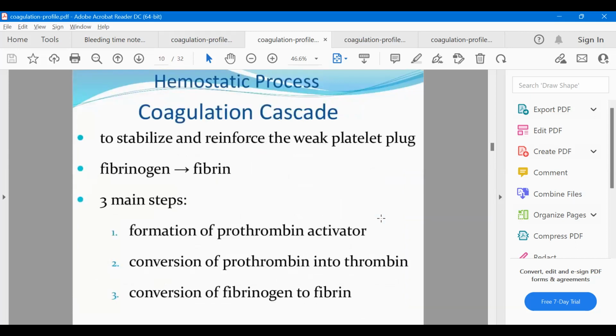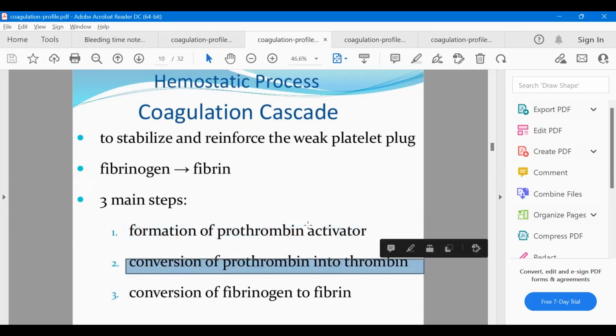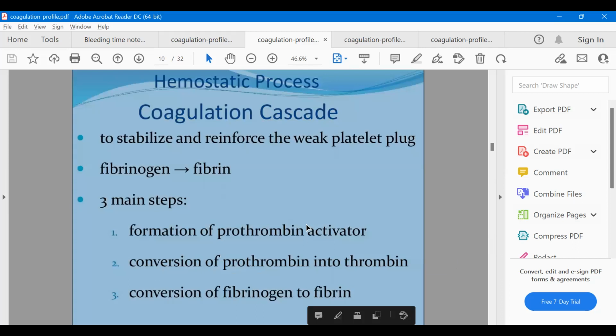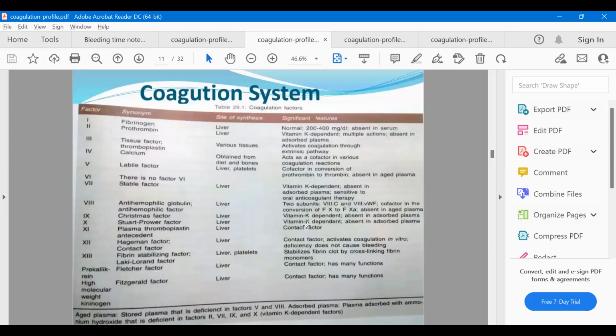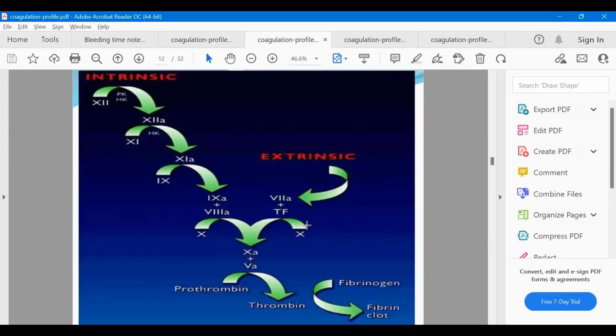Now the coagulation cascade. There are three important steps in the coagulation pathway. First, formation of prothrombin activator. After formation of prothrombin activator, we have conversion of prothrombin to thrombin and fibrinogen to fibrin. So these are the three important steps in the coagulation pathway. These are all the clotting factors, and this is the intrinsic, this is the extrinsic, and the common pathways.